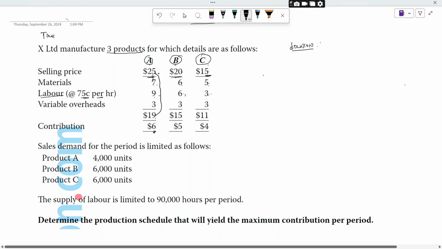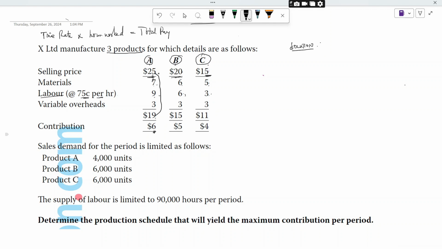So time rate times hours worked should equal your total pay. Now, when you look at this question, you will see that the person who worked on A was paid $9. Okay. And the rate per hour is 75 cents. So if we put $9 here, and the rate per hour is 75 cents, which is 0.75, then how many hours did the person work?